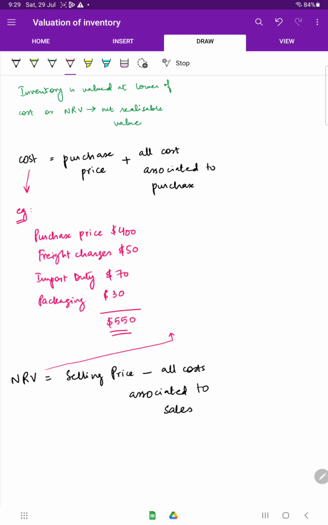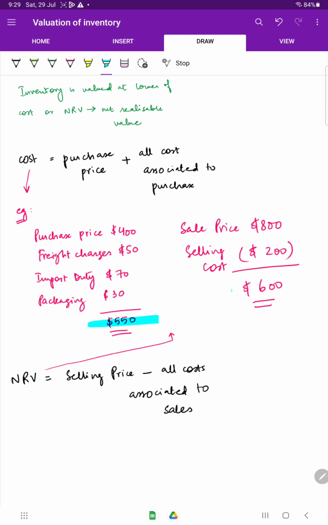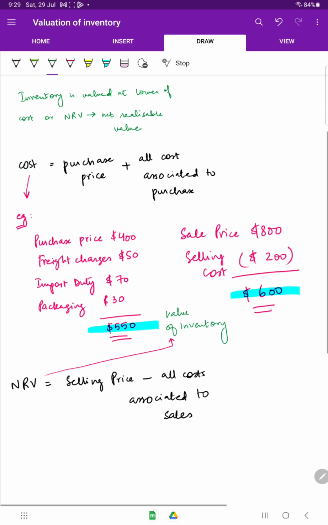I am giving it here so that we can compare the two values. Let's suppose the same inventory that we bought for 400, we are selling it for 800, and the selling cost, the marketing cost, anything that is related to selling is for $200, which I will subtract, and I have $600. Now I have the two values. I'll compare both of them and I'll see which one is the lower, the cost or the net realizable value. Since cost is the lower thing, so this is my value of inventory, which is 550. Any problems so far?